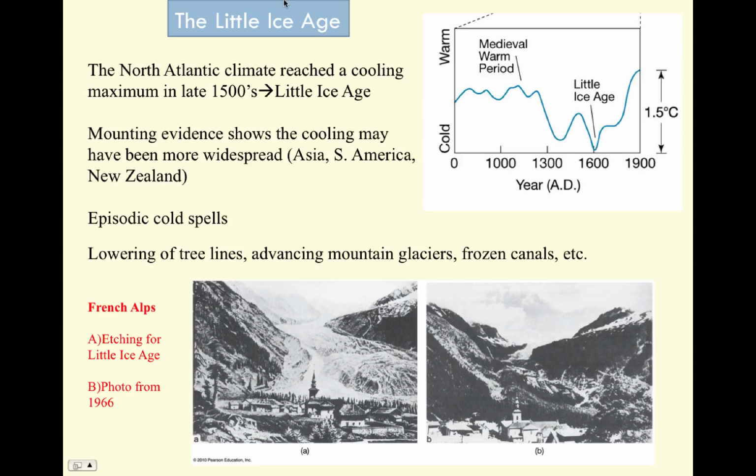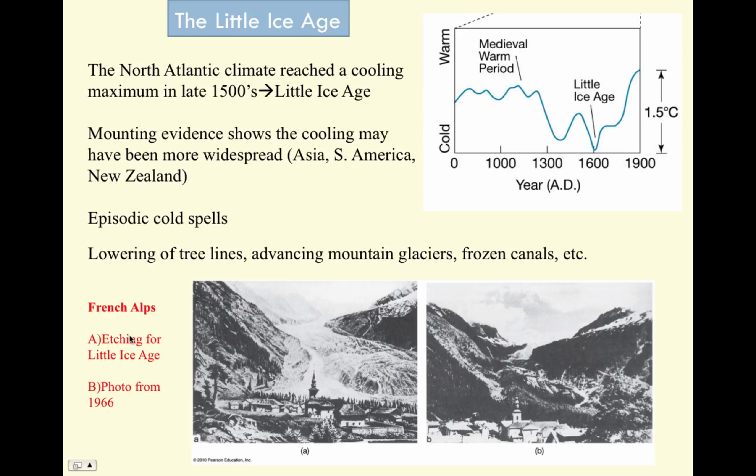shown here. It was not just one single cold period, it was episodic cold spells. Some years would be very cold, some years not so bad, but overall it was a cold time. How we know it happened: there was lowering of tree lines, advancing mountain glaciers, frozen canals, etc.